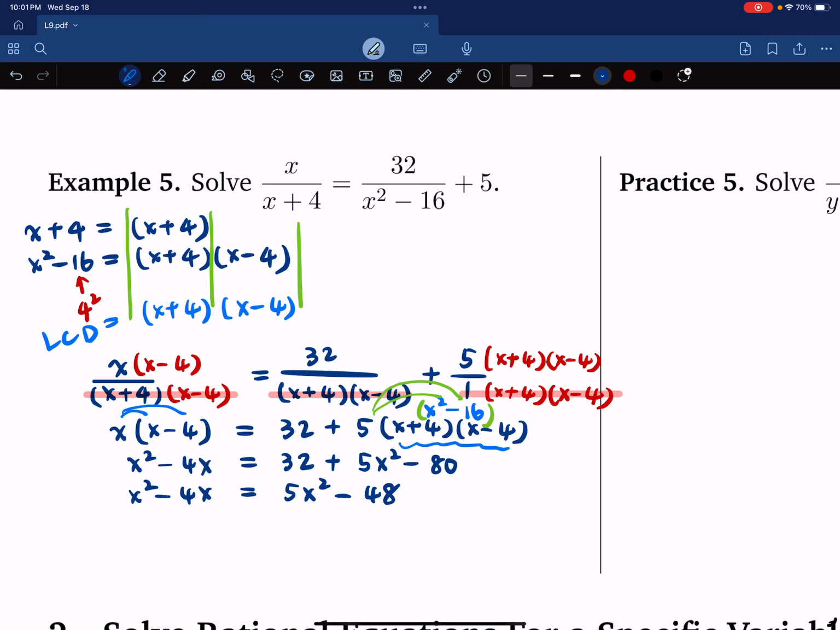And I have x squared on both sides of the equation, and this is a quadratic equation. So same thing, we're going to move everything to one side of the equation. Since the coefficient of x squared is 5, which is greater on the right-hand side, I'm going to move everything to the right-hand side. Inverse operation, subtract x squared plus 4x, because there is a hidden plus right here. And you're going to do the same thing on the right-hand side.